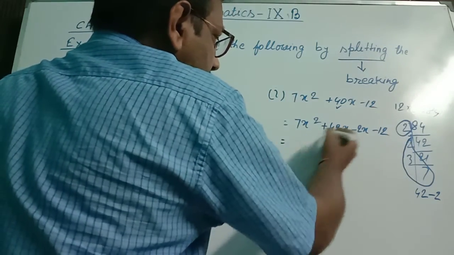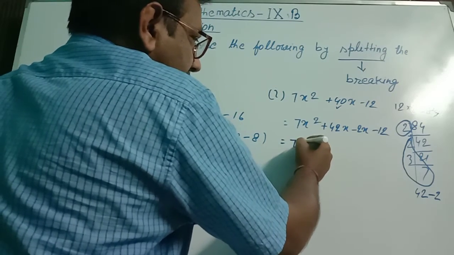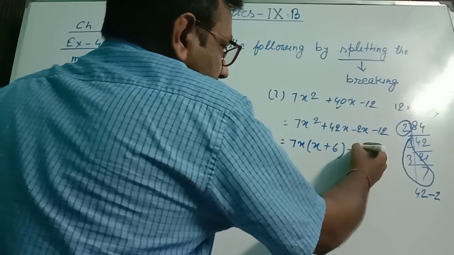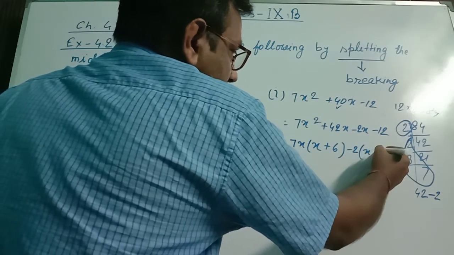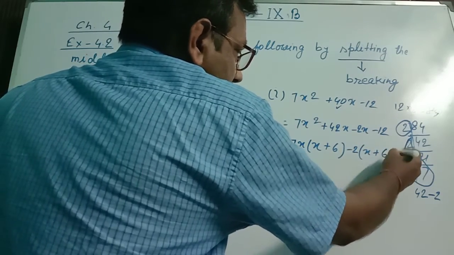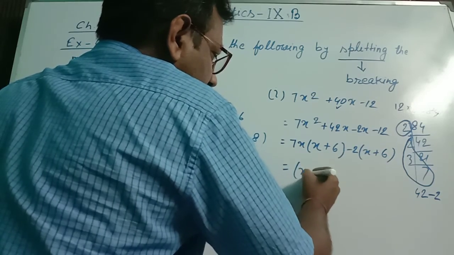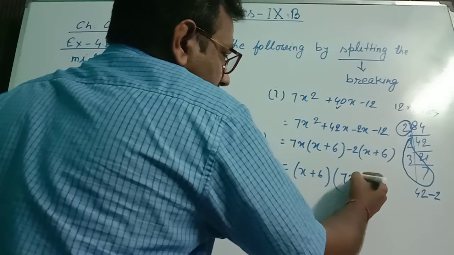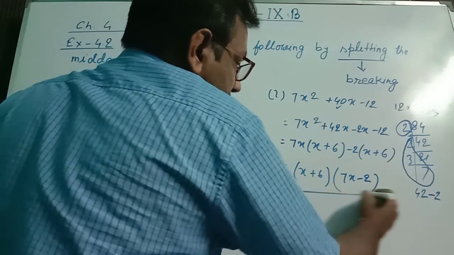Now from the first two we take common 7x, here x is left, here 6 is left, minus 2 common, here x is left and here 6 is left. So x plus 6 became the common term, I wrote it at first. Then what is left? 7x minus 2, that I wrote inside the bracket. This became the answer.